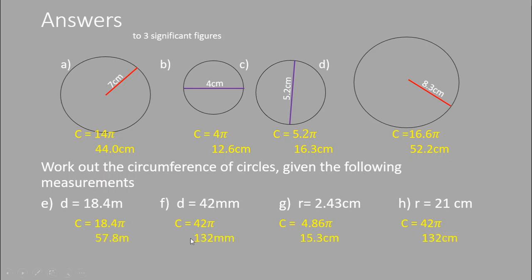Now notice question F and question H. We've got the same values here, even though I gave you a different variable value. I told you that d was 42 millimeters, and I told you that r was 21 centimeters. They're different values. However, a diameter is twice a radius. So although I gave you a radius of 21 here, you should notice that 2 radiuses, 2 times 21, would be 42, which is why we worked out that they were the same circumference, ignoring the units of measure, of course.